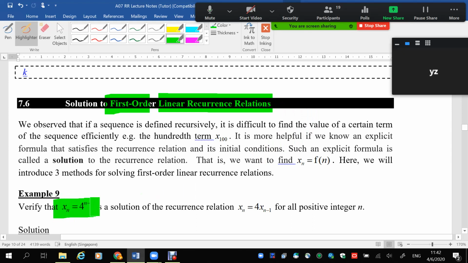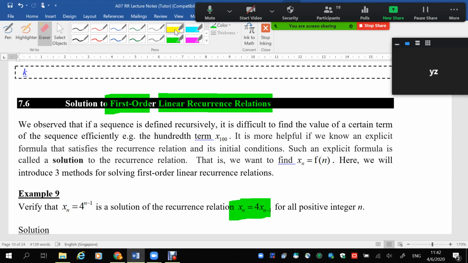So one look, this is first order. This is your first order linear relation. The green section is your first order linear recurrence relation. Your job in example 9 is to verify that xn equals 4 power n minus 1 is one of the solutions to this. What you need to do is, starting point is which one? Yellow or green? Green. Your green should be your starting point.